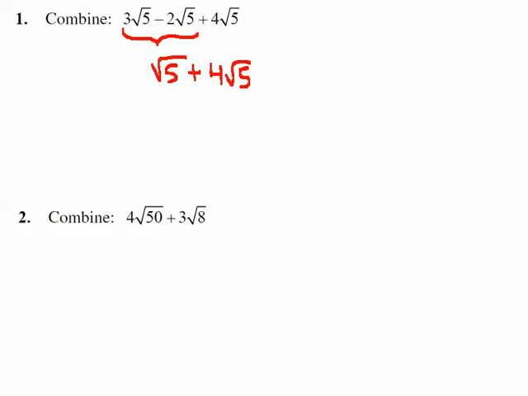Think of it almost like x's. So you got 3x minus 2x gives you 1x. So you have radical 5 plus 4 more radical 5s. How many do you have now? You have 5 radical 5s. Again, x plus 4x, 5x. Same concept, same thing.